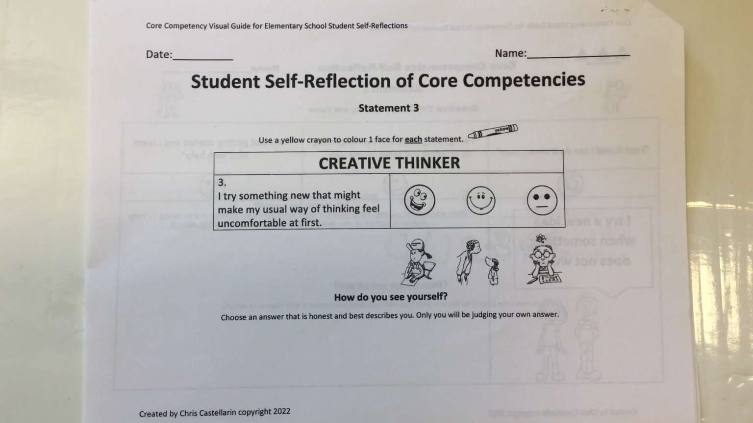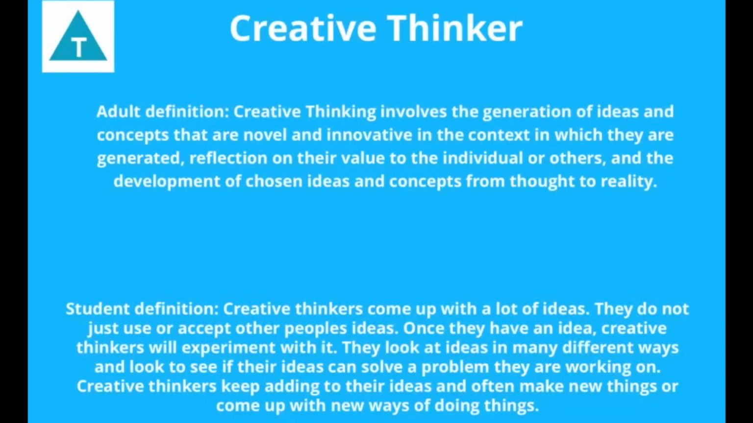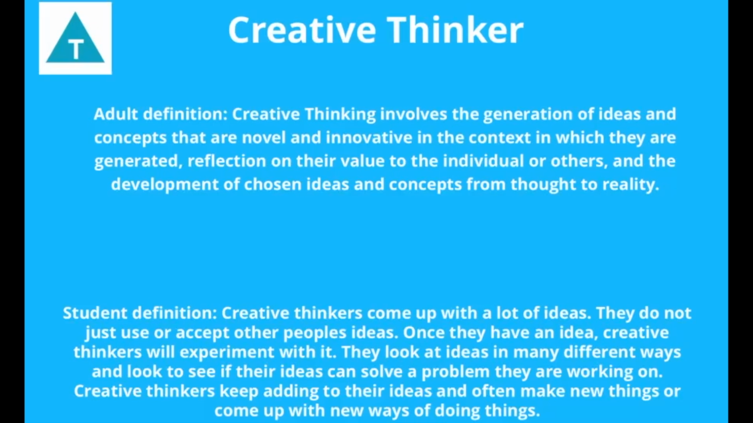You know, whenever I read that storybook, it makes me think of one of my core competencies. It makes me think of how I can be a creative thinker. Creative thinkers come up with a lot of ideas. They do not just use or accept other people's ideas. Once they have an idea, creative thinkers will experiment with it. They look at ideas in many different ways and look to see if their ideas can solve a problem they are working on. Creative thinkers keep adding to their ideas and often make new things or come up with new ways of doing things.